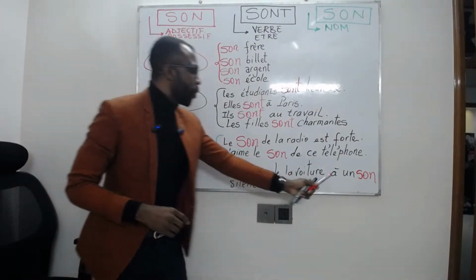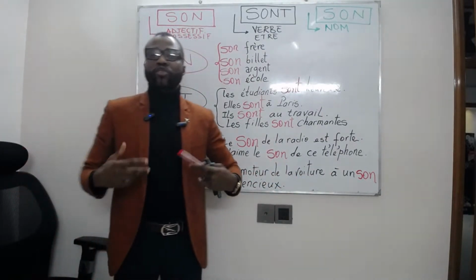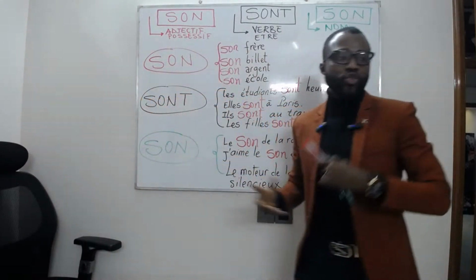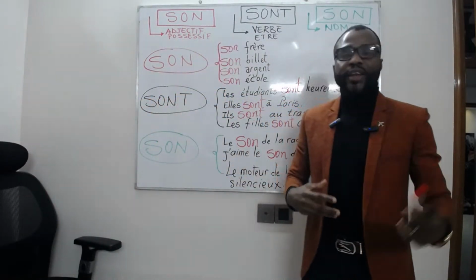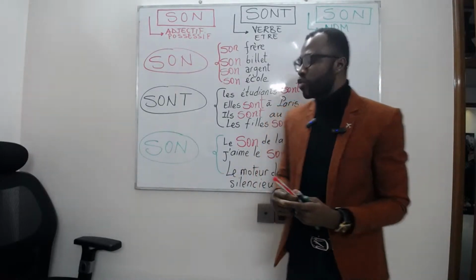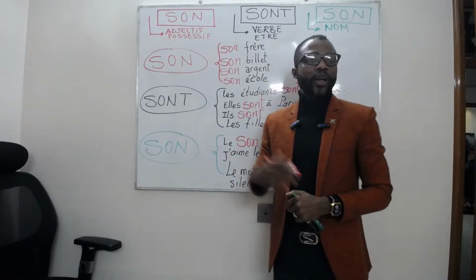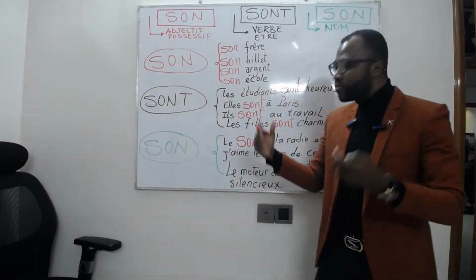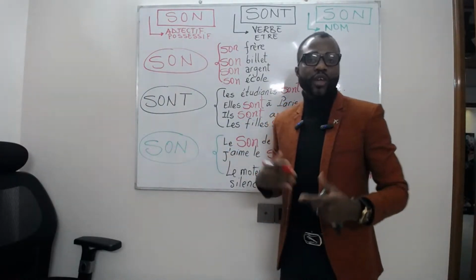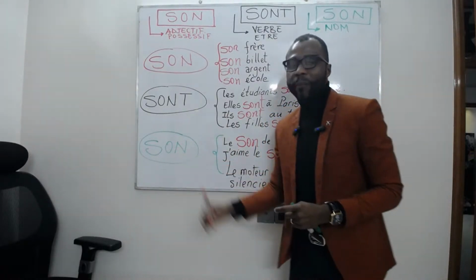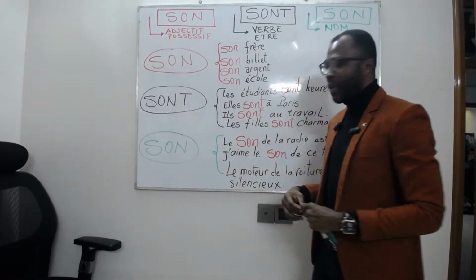All right, so here we use son to express or describe the sound of something, some object, like radio, TV, phone, any sound that you want to describe. We use this son to express or describe the state of that object, if the sound is high, less, silent. All right, I think that's it for today's class.